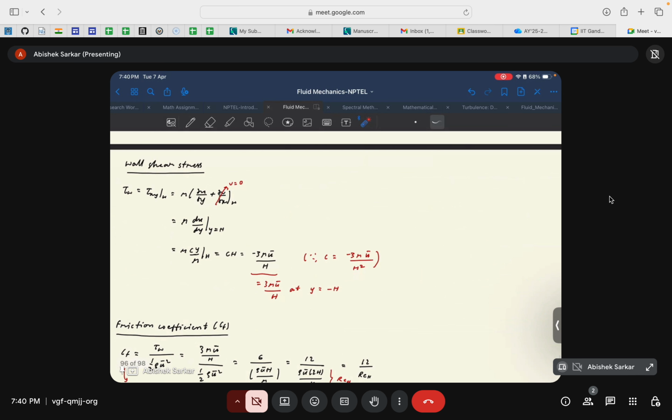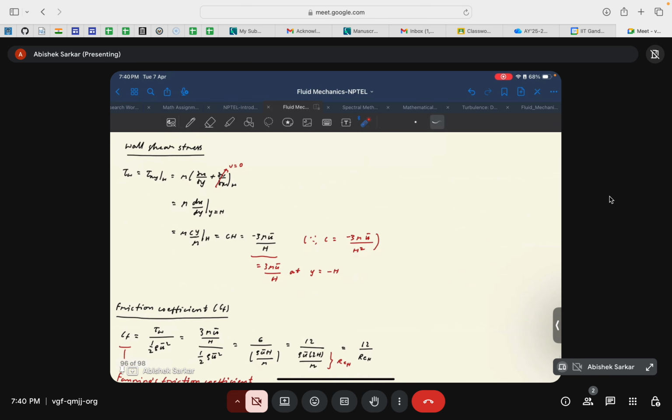So we have mu times du by dy. If you just carry forward the differentiation, you will have this equal to 3 mu u bar by h, or rather minus 3 mu u bar by h. That gives us the shear stress at the wall.